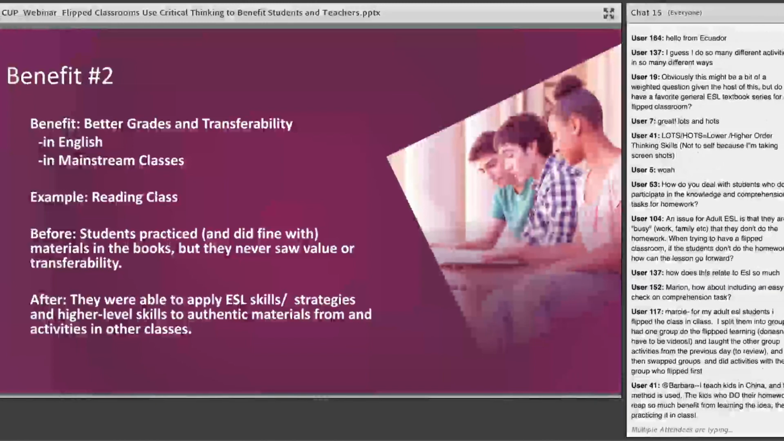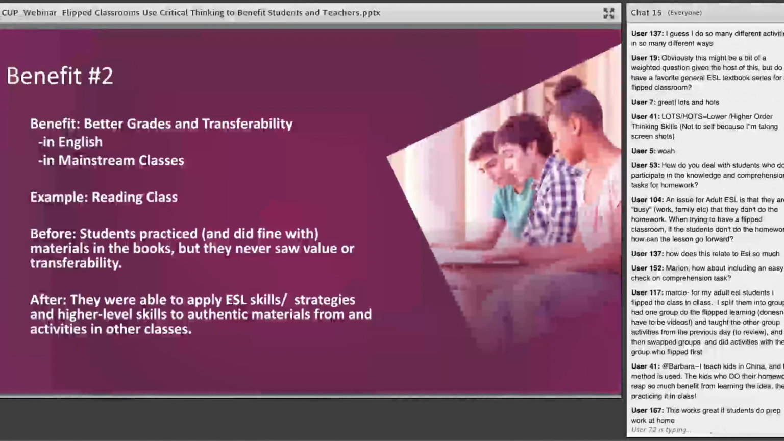So, to use that reading classroom as an example, what I would do, rather than have them practice on ESL material in the classroom, I'd have them practice that on their own as the homework. And then in class, I would have them apply the ESL skills and strategies to other materials. My students in some of my classes are already matriculated into the university, so I made sure that they brought their textbooks from other classes, and that way they would be able to see how what we're teaching in the ESL classroom is useful to them outside of the ESL classwork.